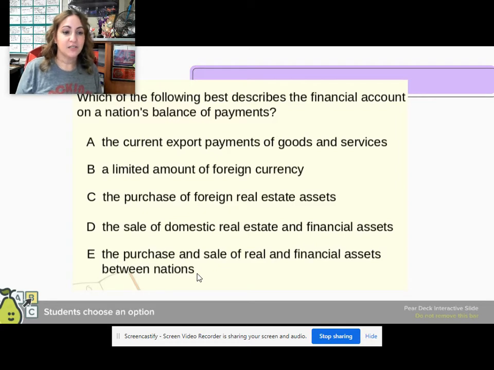Which of the following best describes the financial account on the nation's balance of payments? So remember, there's two different types of accounts. There's the current account and the financial account. So I'll give you a second. You can pause if you'd like.